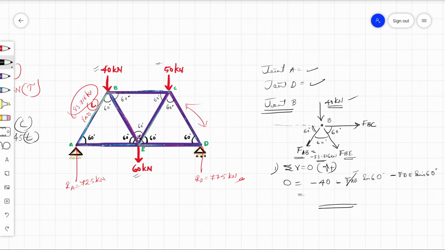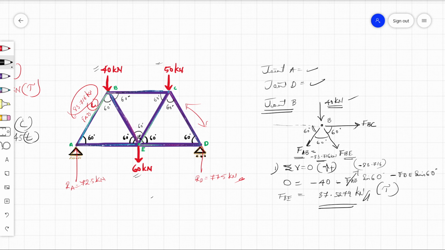So I know the value of FAB as minus 83.716. If I apply everything, I get the value of FBE. This is just a calculation which you can do by yourself, no need of concept as such. FBE is equal to 37.5279 kilonewton. And if the answer is a positive value, that means the member is in tension.